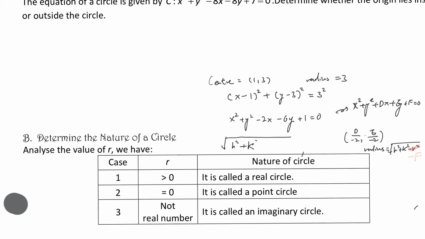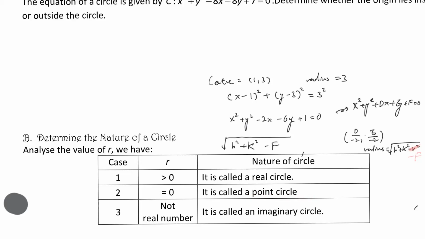If the value of f is very, very large, for example, 1,000, maybe inside the square root this is a negative number. So in this case, we have some special names for the equation of circle. If you can find the exact value of r, if r is greater than 0, I know this is a real circle. If r is equal to 0, that means the radius is equal to 0. We'll call this a point circle.